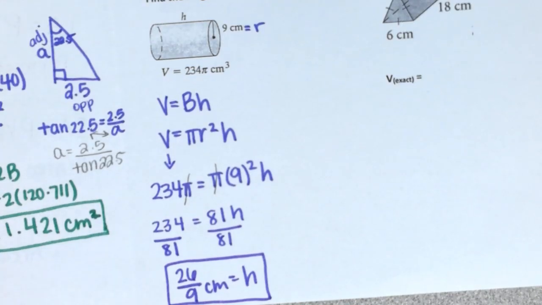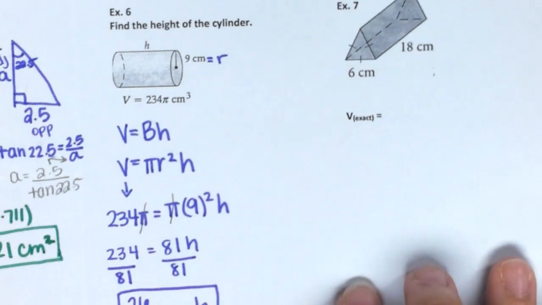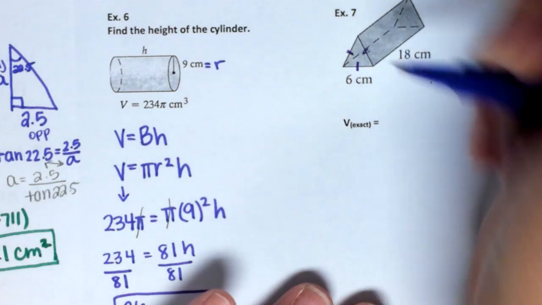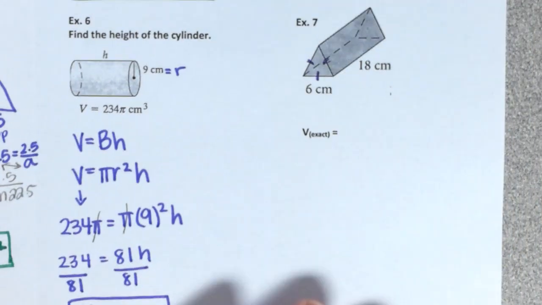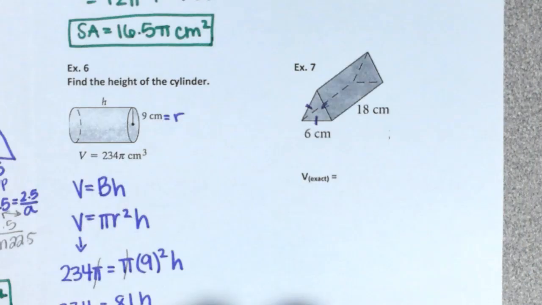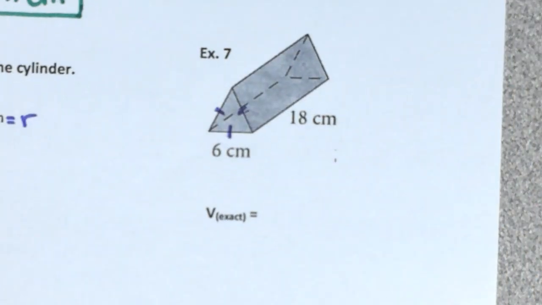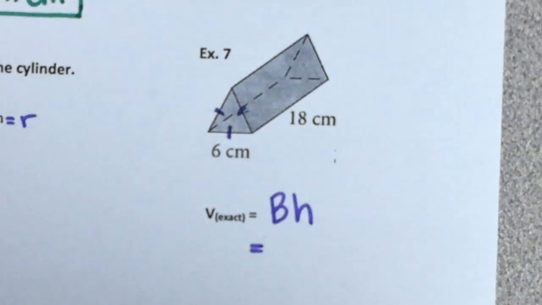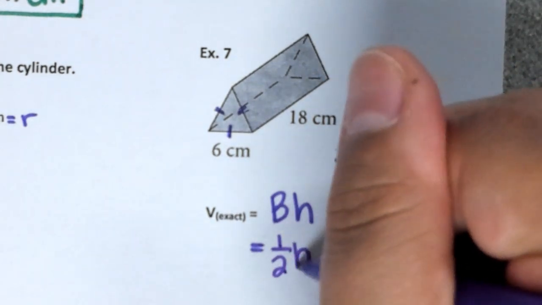All right, last one for our notes. Again, I want volume. This, I don't know if you can tell, is an equilateral triangle. Did y'all get 26 over 9? Sorry, I did that kind of fast. Are we okay? Okay. This is a triangle. Volume is big B H. How do I find the area of a triangle? Base times height divided by 2, or 1/2 B H.